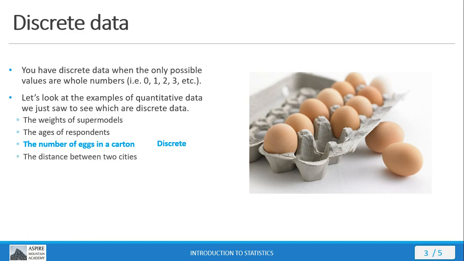The distance between two cities is the same as age. You're going to give part units as well as whole units. So that's not going to be something that we call discrete data. However, the quantity of coins in a jar, yeah, we're not counting partial coins. We count only whole coins, so therefore the quantity of coins in the jar is an example of discrete data.